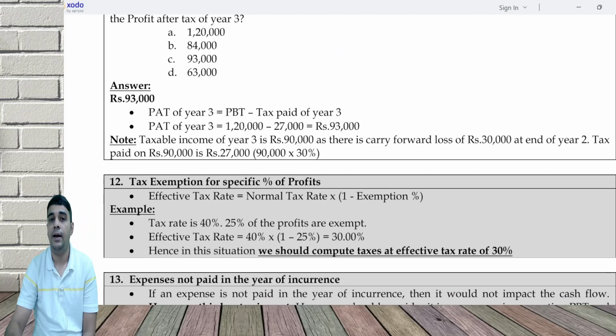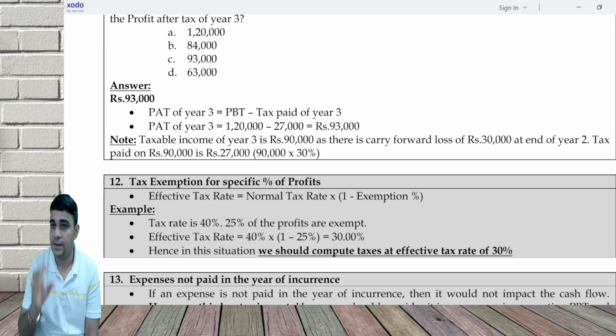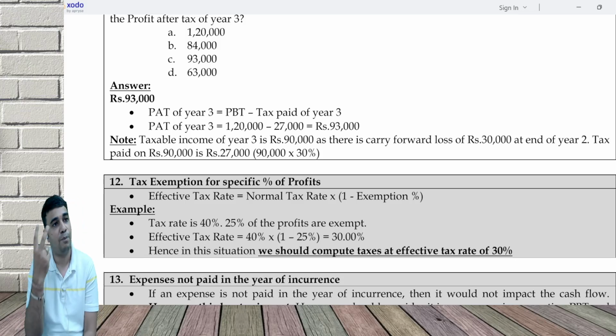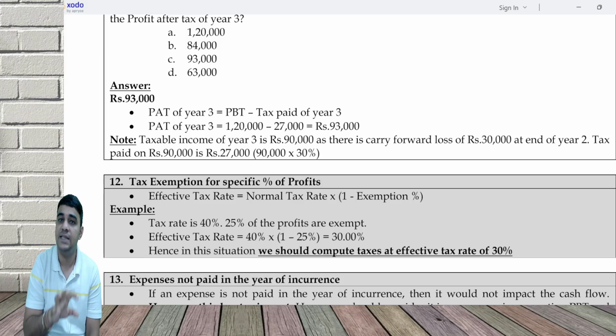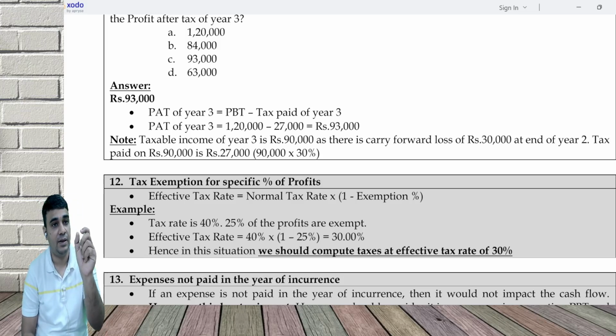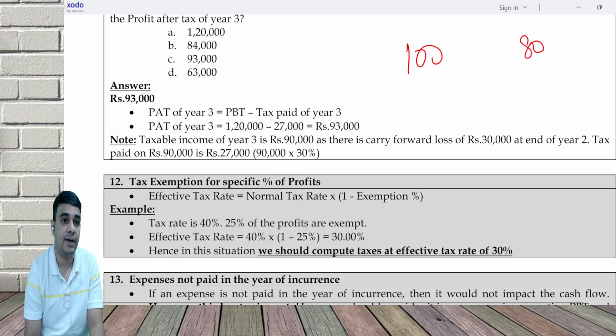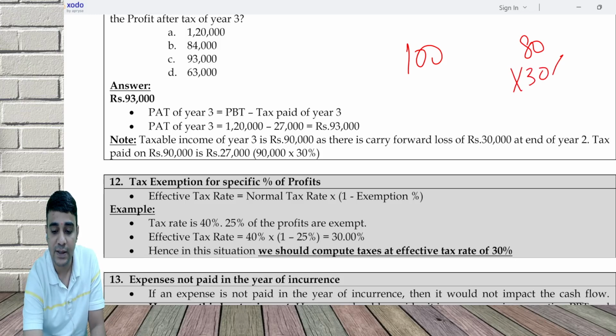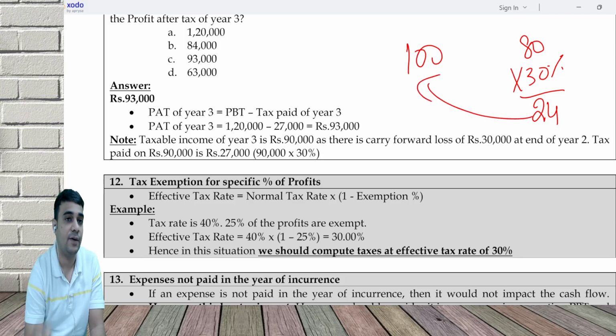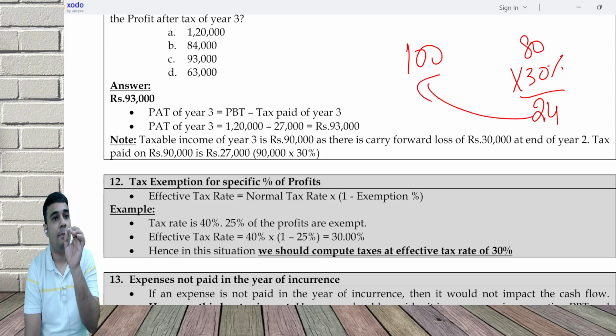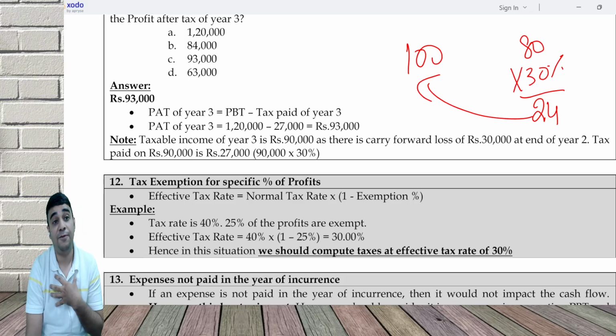Some question will say a company has a tax exemption on 20% of profits, 40% of profits, 30% of profit. Two approaches. One is a lengthier approach, another one is an easier approach. What is the lengthier approach? Every year PBT, do a separate calculation, remove 20% from there and then apply. So PBT is 100, remove 20 from this, make it 80, and then say 80 into 30% is income tax 24, and bring this 24 here. Second, easier approach: my tax rate is not 30%. My effective tax rate is 30 into 1 minus the exemption percentage.